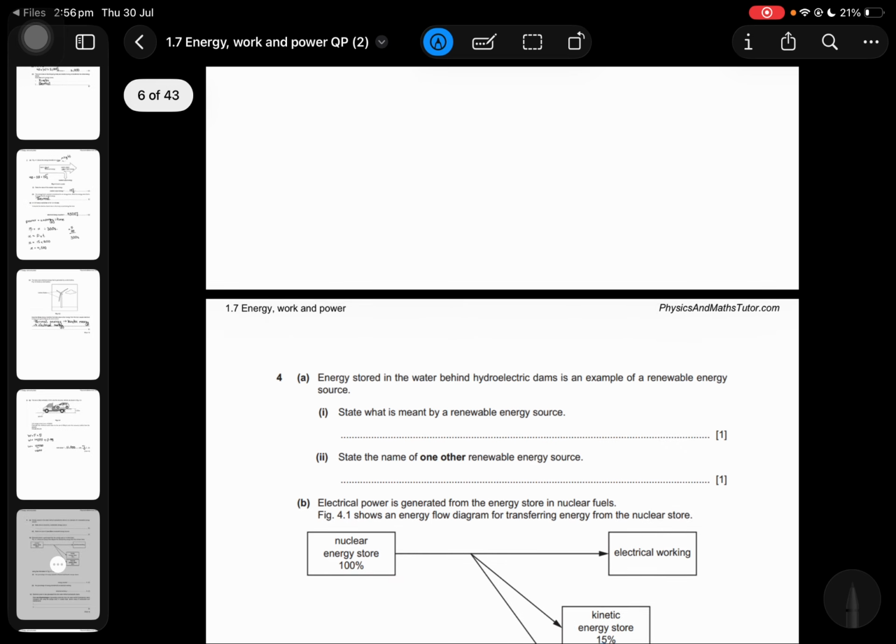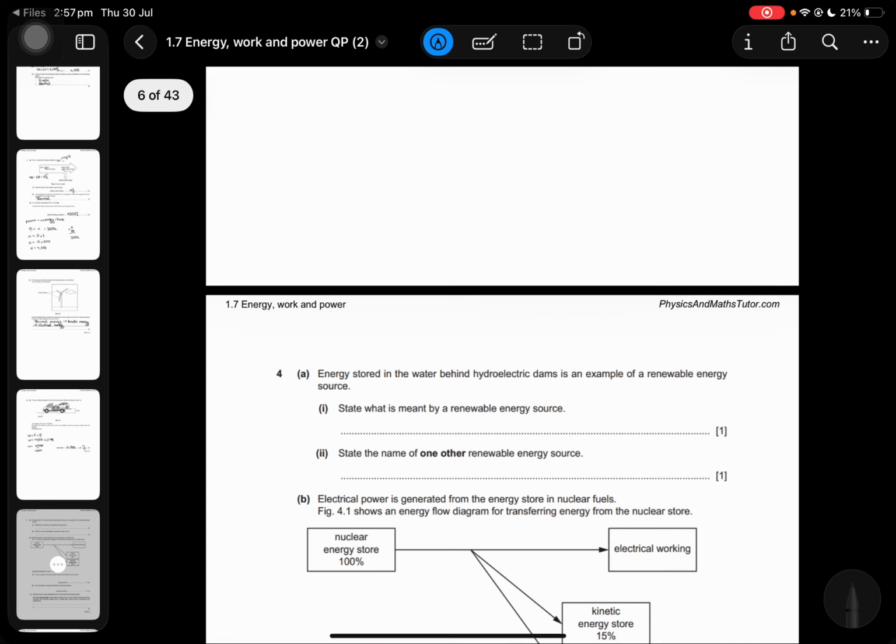Energy stored in the water behind a hydroelectric dam is an example of a renewable energy source. State what is meant by a renewable energy source. It is continuously replenished, which means it never runs out, and it is always renewed. There's always more. State the name of one other renewable energy source. It can be solar energy.